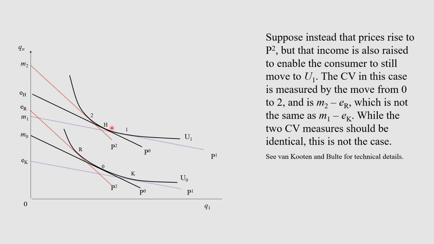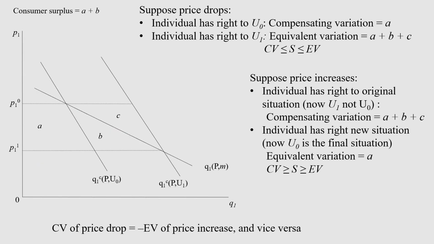Remember, we had the move when the price was P1 equal to M1 minus EK. So these two measures are not identical. While the two compensating variation measures should be identical, this is not the case. You can look at the economics of nature for technical details on this, but basically it implies that compensating variation here is somewhat inconsistent. Now we can provide a simpler explanation of what's going on.